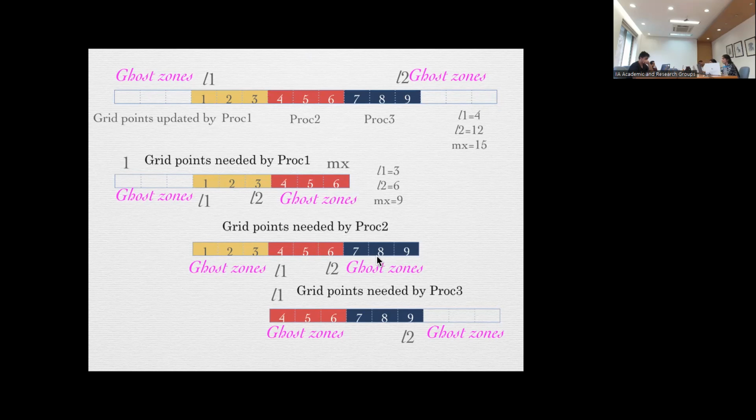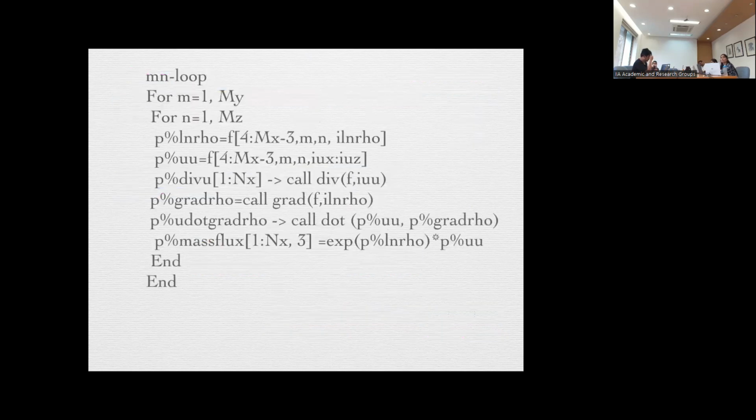Now, after you have divided it into different processors, there's a local value of L1 and L2, which is in this case 3 and 6. And plus you have the ghost zone. So you're basically storing the array size, which is 1 to MX in proc 1, but your pencil size is only 3, from L1 to L2. So the pencils do not have the boundaries included.